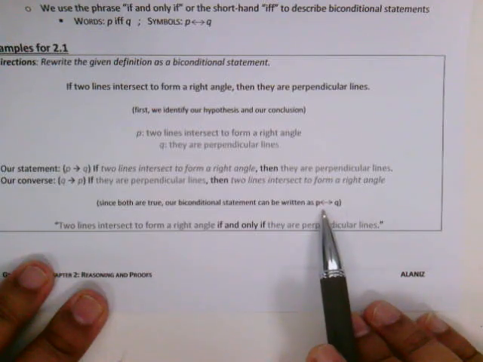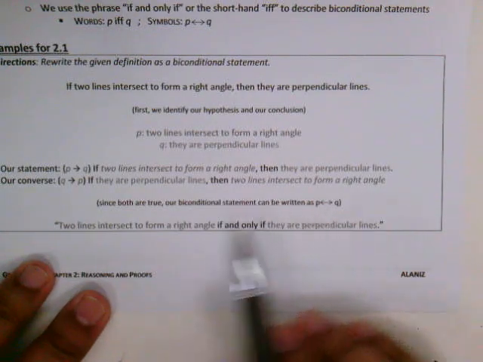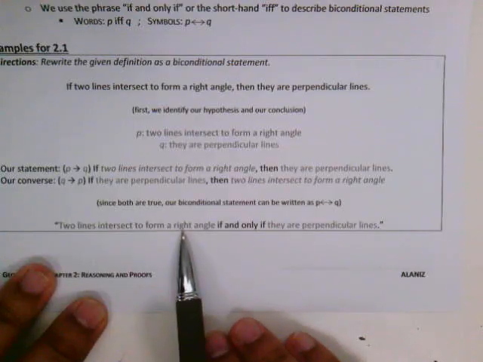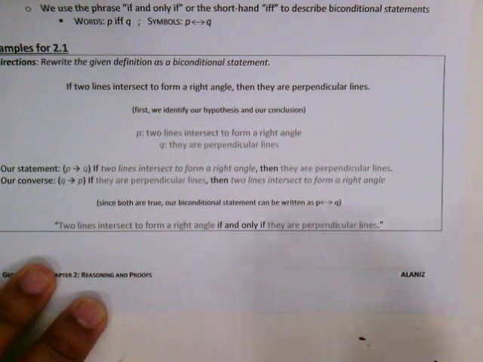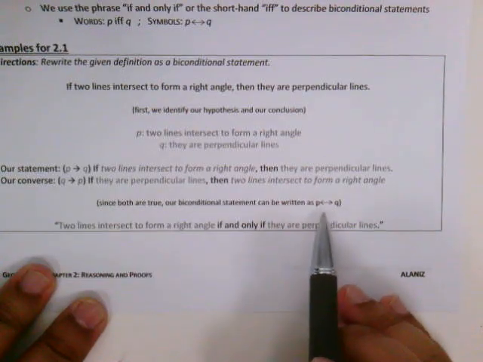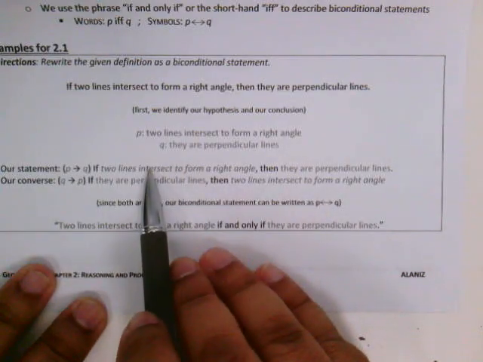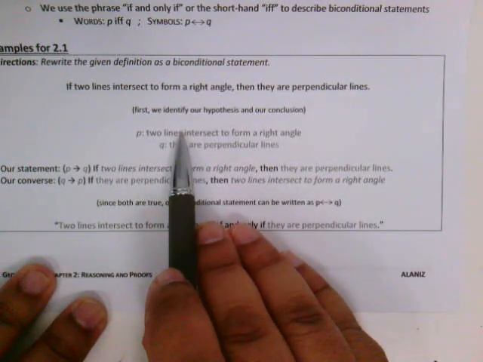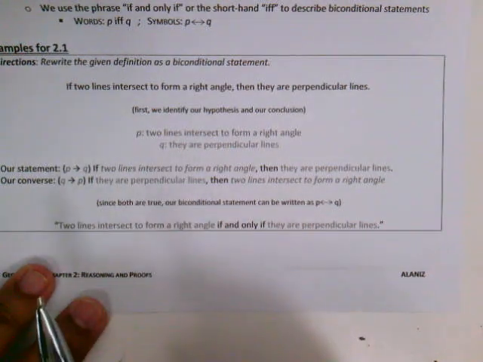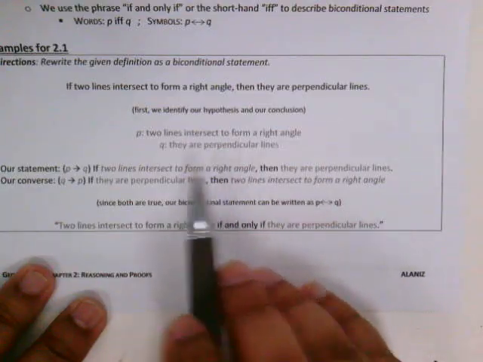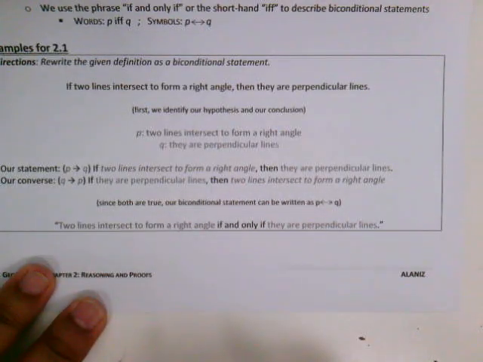P implies Q, okay? So here's our statement: two lines intersect to form a right angle if and only if they are perpendicular lines. We reach this English conclusion because we reach the logical conclusion. We reach this logical conclusion based upon our understanding of which one is our premise, which one is our hypothesis, and which one is our conclusion. Once we see both those statements are true, going both directions, either way you look at it, we can go ahead and conclude this is a biconditional statement in which the words "if and only if" are valid.